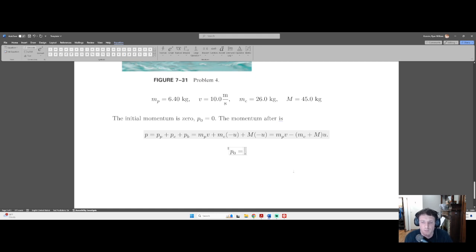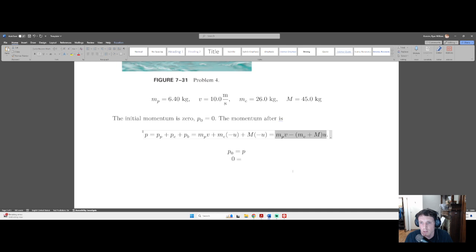Right, and we can apply conservation of momentum here because there are no external forces. The only forces being applied are between all the objects in our system, right? That's why we can apply conservation of momentum here. So we're just going to say this is 0 initially, right? We agreed that the initial momentum was 0. And I am going to then write the final momentum, which is just this.